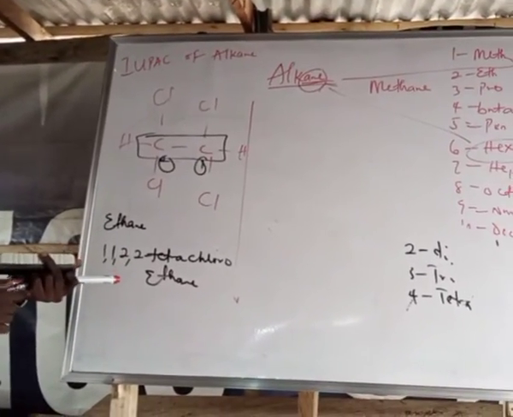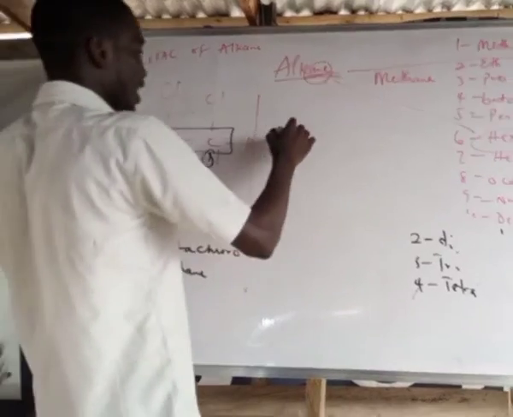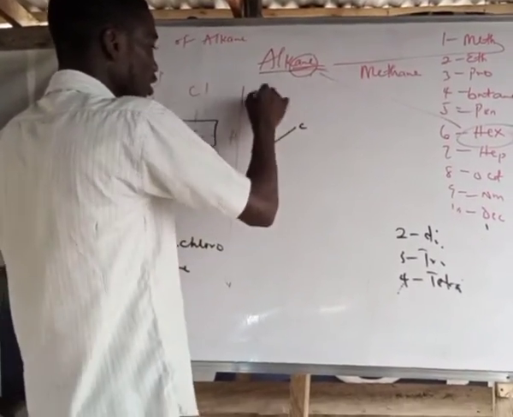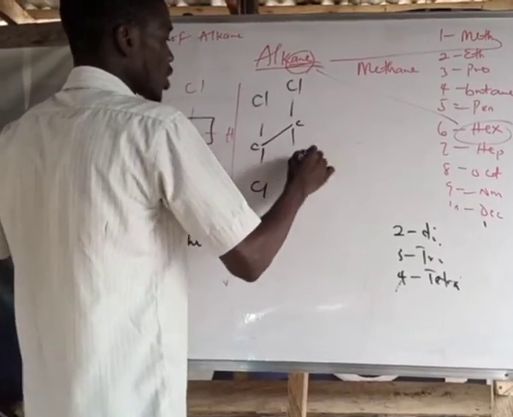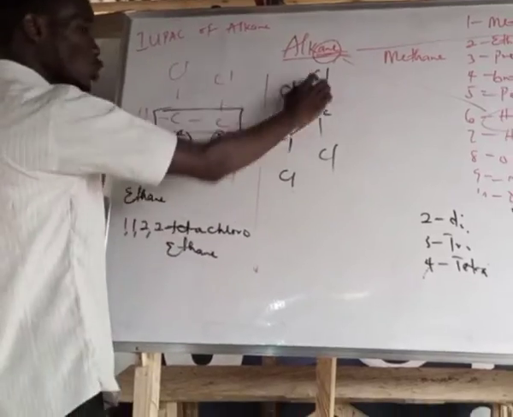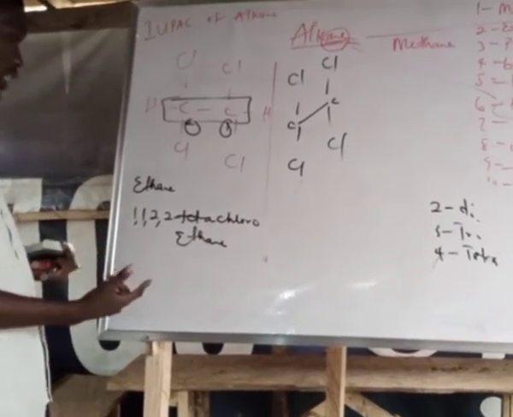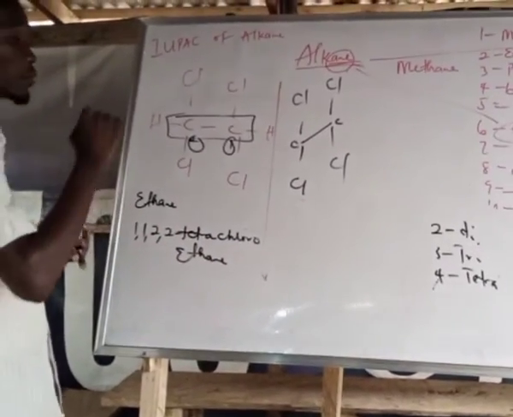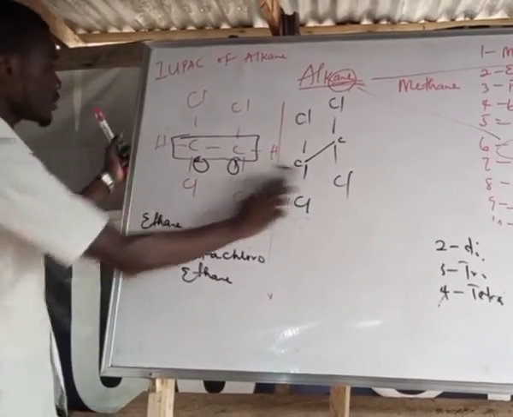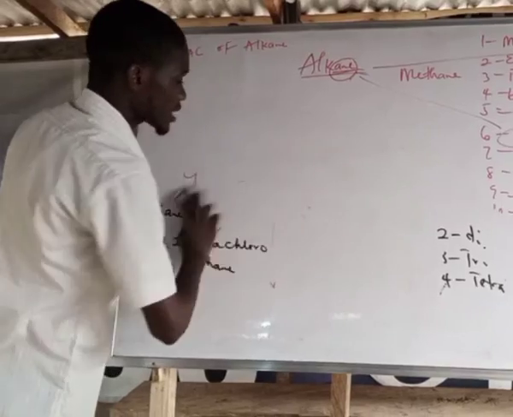If you want to put this in a dotted line notation, how many carbons do we have? 1 carbon here, and we have chlorine, chlorine, chlorine, and also chlorine. So can I say 1, 1, 2, 2-tetrachloroethane? You can number either from left to right or from right to left. So let's pick the last naming.